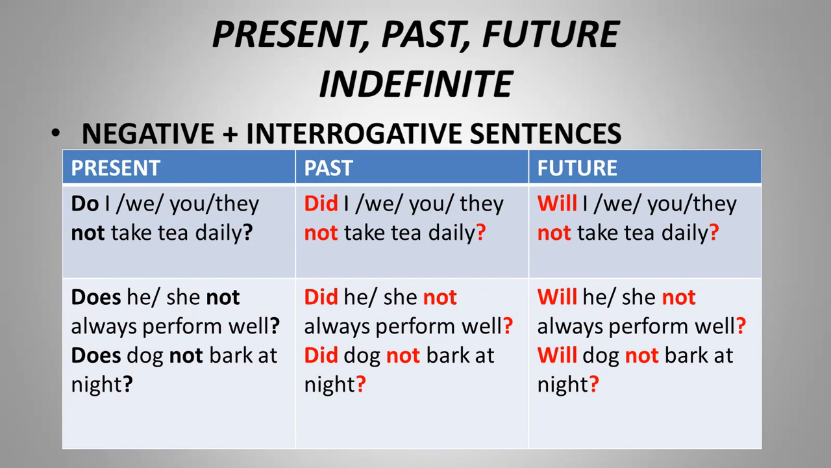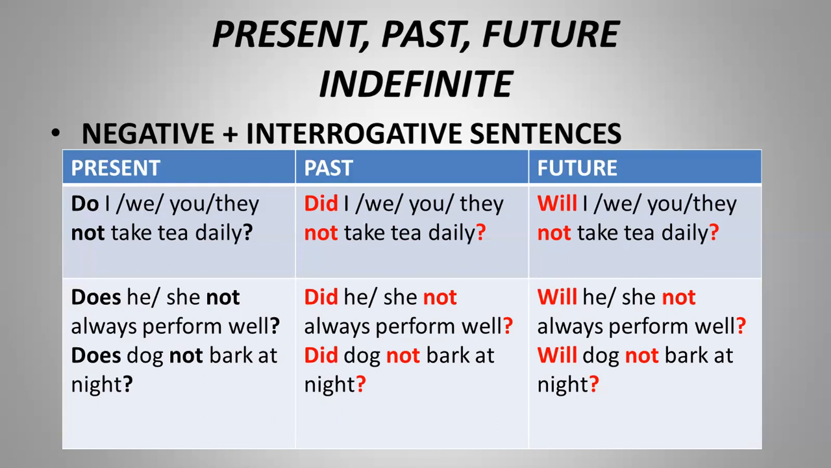Do I, do we, do they, do you not take tea daily? Similarly, for third person singular, does he not always perform well? The negative sentence was he does not. So take does in the beginning and at the end use question mark. Does dog not bark at night? The original sentence, the negative one was dog does not bark at night. Just bring does in the beginning. Does dog not bark at night?